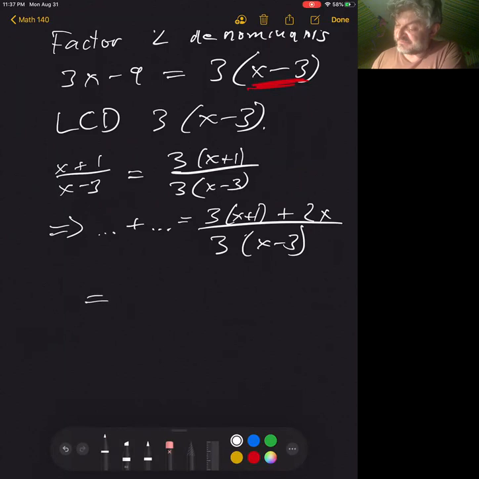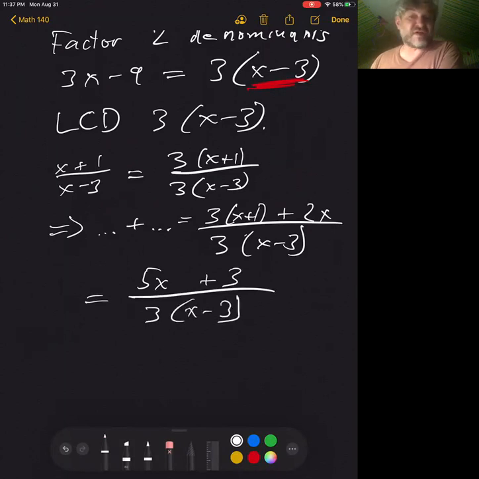So this is 3x plus 2x, which is 5x. And the 3 times 1 is just a 3. That takes care of this. And 3 divided by x minus 3. And the whole thing was actually easier than the first example.